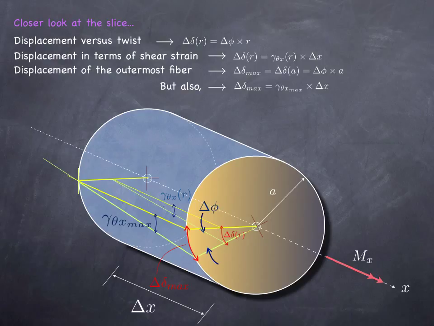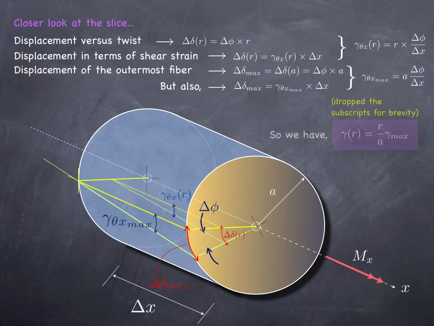So from the first two expressions, I can simply write that the shear strain as it varies with respect to the radius of the circular shaft is nothing other than delta phi over delta x times r, by combining the top two expressions, essentially by taking their ratios. And the maximum value that this expression will have will be the value evaluated at r equals a.